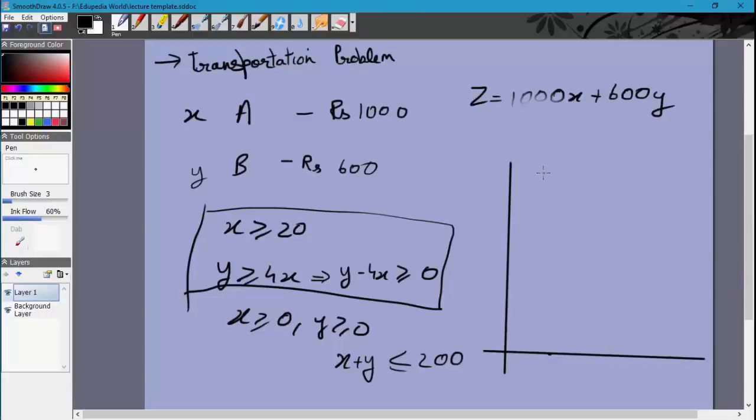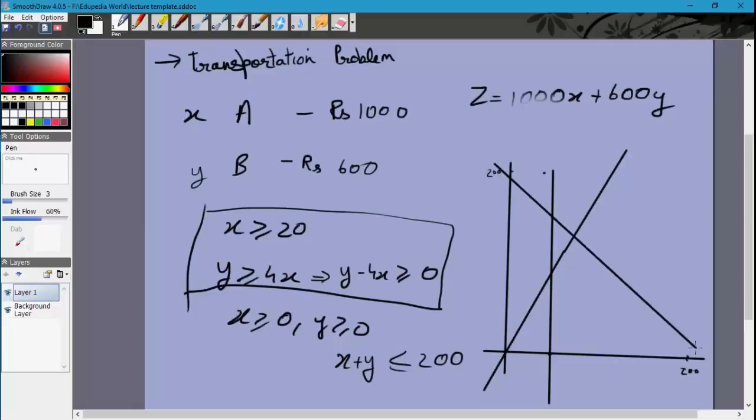So let's say this is x is equal to 20. So this is the line x is greater than or equal to 20. This is the line y is greater than or equal to 4x. So we need the left of this line and the right of this line. So this is the region. And then we have this is, let's say, 200. This is also 200. So then we'll have a line like this. So this is the total region. This line is x plus y is equal to 200. This is y is equal to 4x. And this is x is equal to 20.